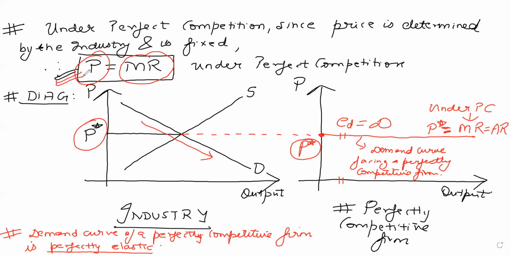Because marginal revenue is nothing but the additional revenue you earn from selling one more unit of a commodity. And under perfect competition, if I am selling one more unit of a commodity, what is the additional revenue I'm earning? Nothing but the price. That means under perfect competition, P is equal to MR. By definition, P is equal to AR. So if I combine the two, P is equal to MR is equal to AR under perfect competition. Okay, so hoping that all students have understood this.